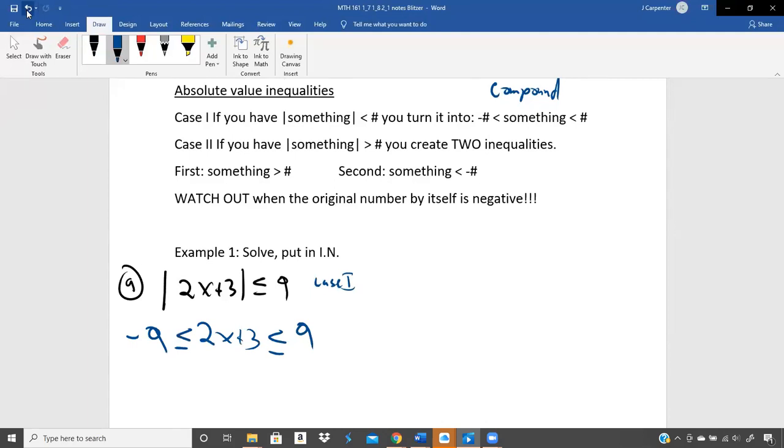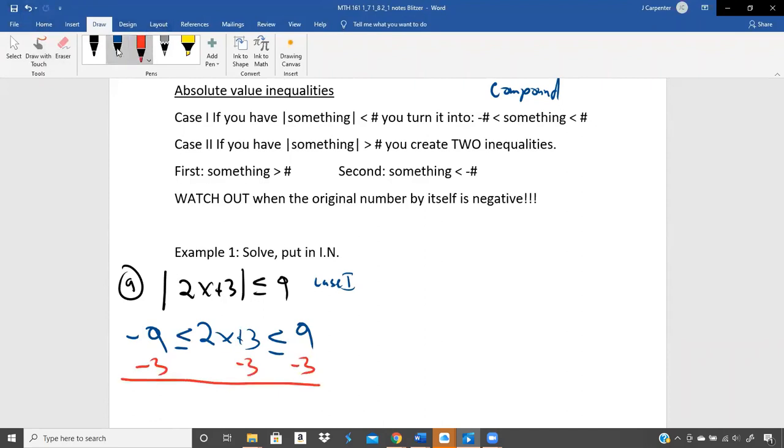Okie dokie. Now from here, all we do is solve for x. This is the thing we're trying to isolate. The 2 and the 3 have got to go. And the only variation to this idea is whatever you do to one side, you now do to all three sides. So to move the plus 3, we got to subtract 3. Fair warning, don't ever try to move the x out of the middle if I didn't say that yet.